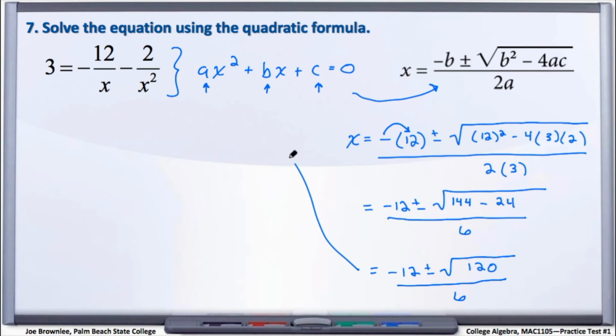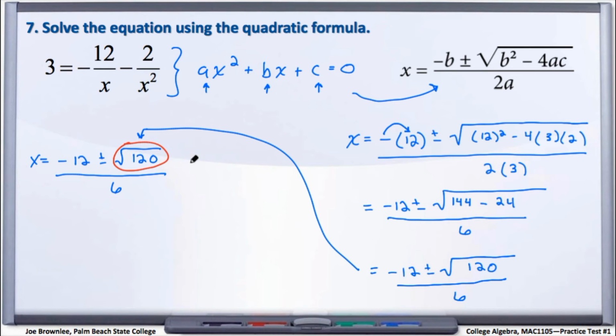All right, so we'll go up here. So I'm just going to rewrite this. So we have x equals negative 12 plus and minus radical 120 over 6. All right, well, I think we can go ahead and break down this radical 120. We can break this down, right? So we're looking for the largest perfect square inside 120 that we multiply by something else to give us 120.